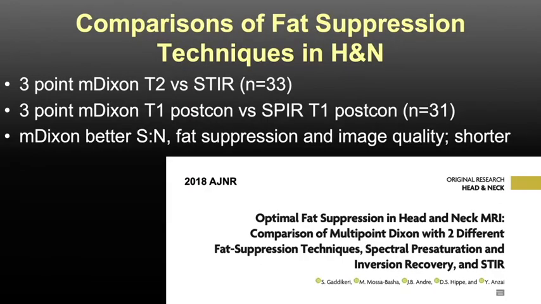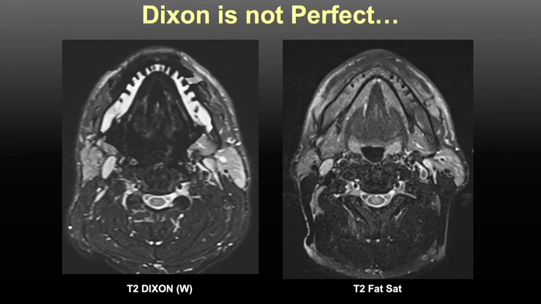So this has actually been shown in a 2018 article in AJNR. Dr. Gadikeri demonstrated that the Dixon technique had better signal to noise, had better fat suppression and image quality, and actually took a shorter amount of time than the STIR and the SPAIR. So this showed that in the head and neck, you may want to really seriously consider Dixon as the imaging technique of choice. However, as we had hinted at earlier, Dixon is not perfect.